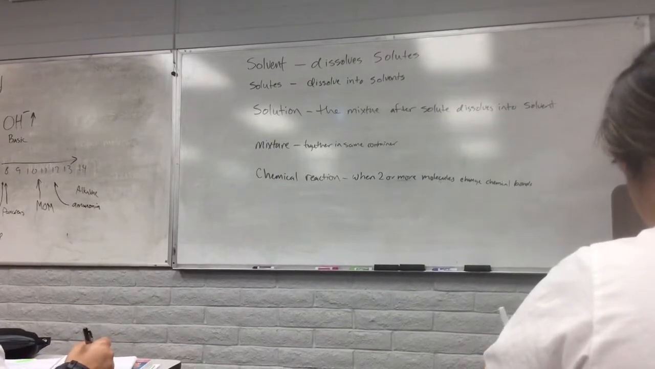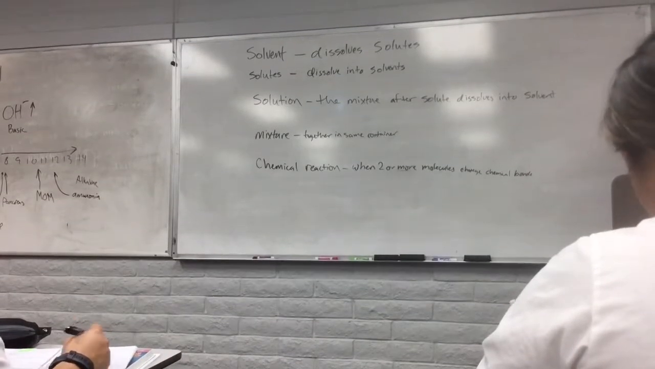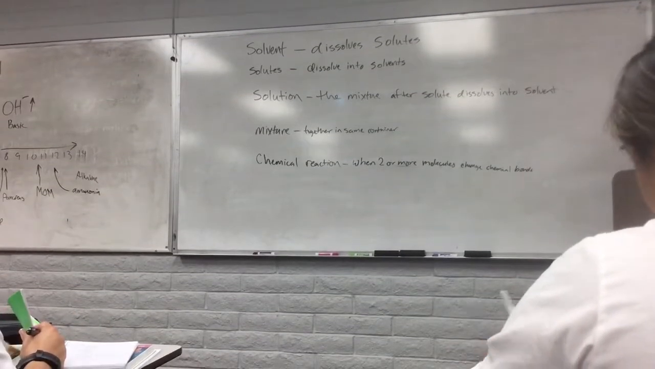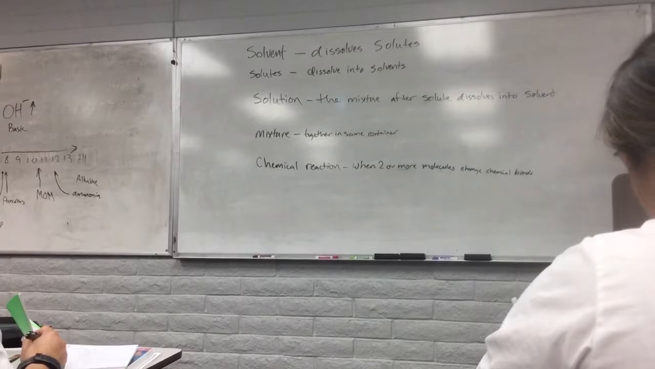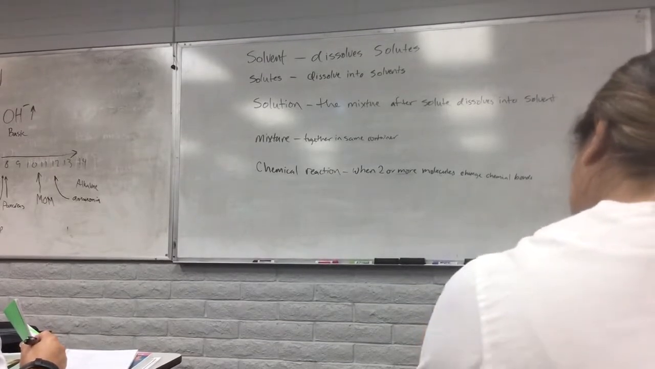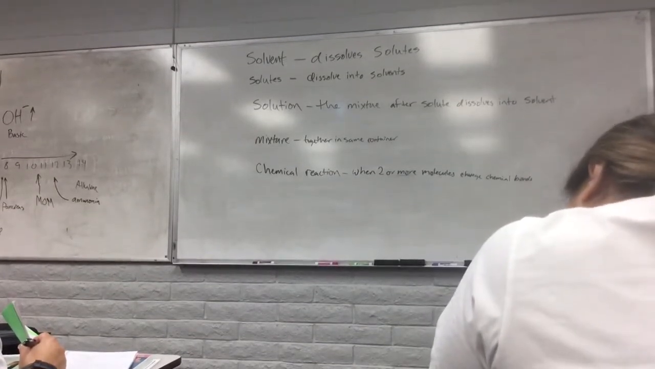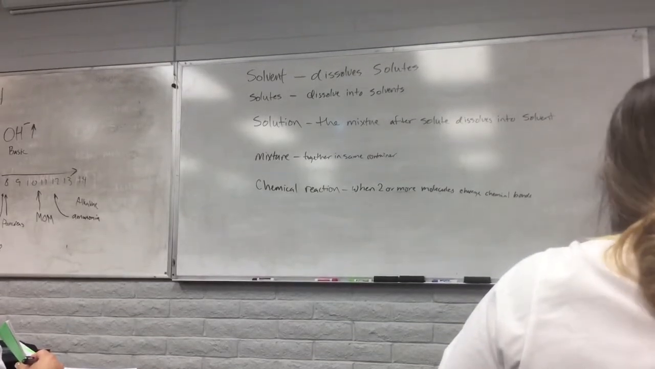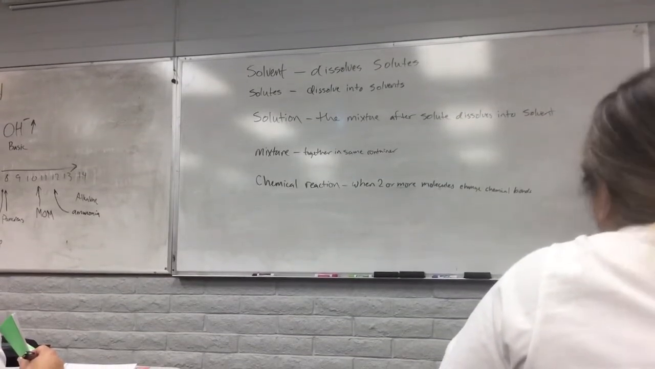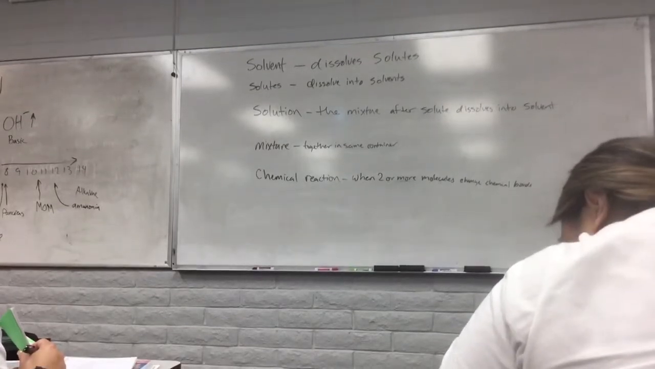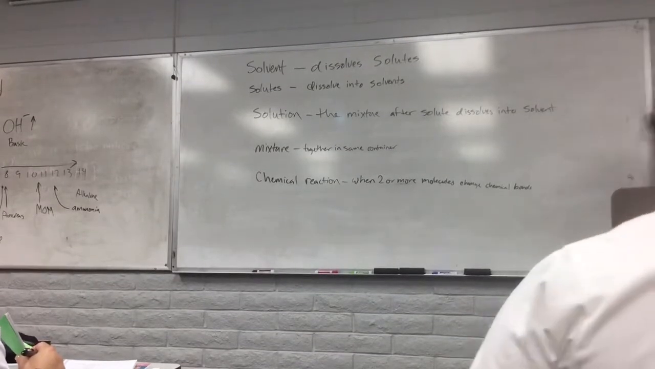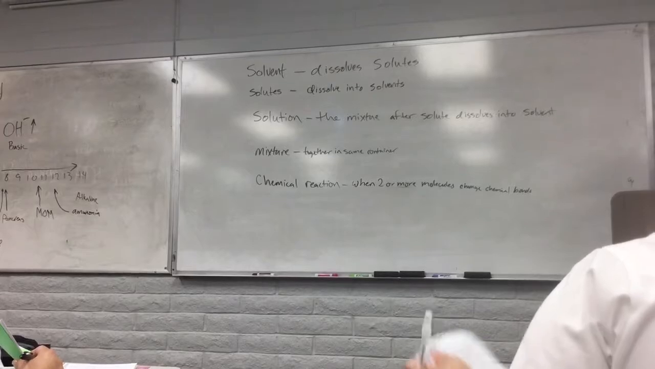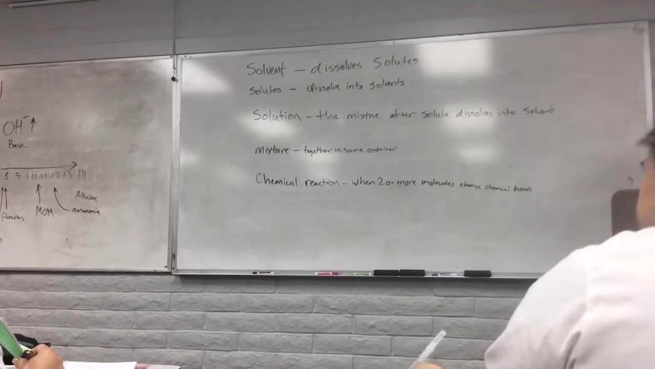Is carbon dioxide a chemical reaction? No, it's just a compound. Like the Diet Coke? No. What about bleach and ammonia? Bleach and ammonia turns into, I think, chlorine gas. It kills you.